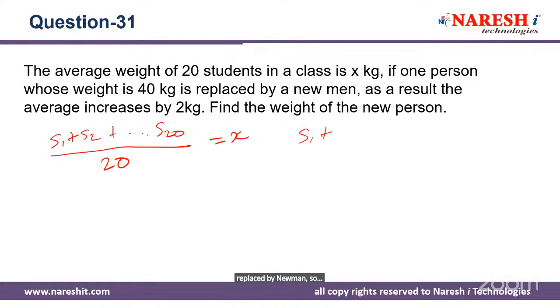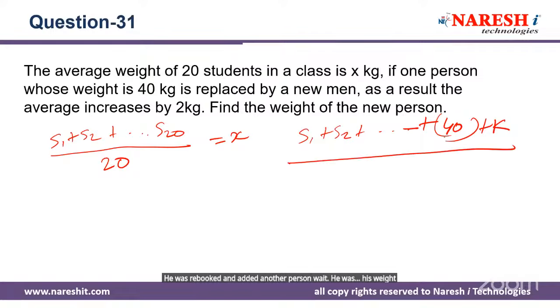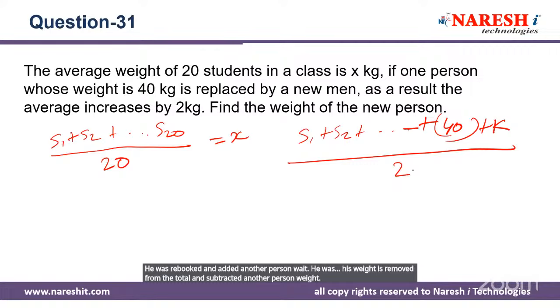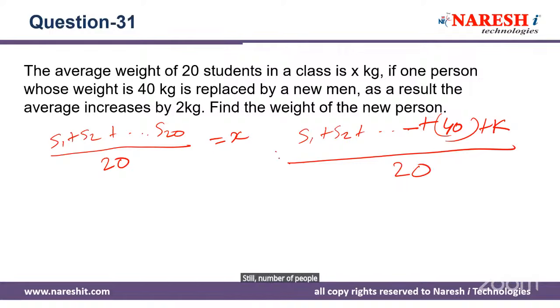So the 20th person, the last person, suppose is 40 kilo, replaced by new person. That means he was removed and another person's weight added. His weight is removed from the total and another person's weight added. Still the number of people is 20. But what is the average? Average increases by 2 kilo. So whatever initial average X, it becomes plus 2. What is the weight of the new person? We have to find the value of K.